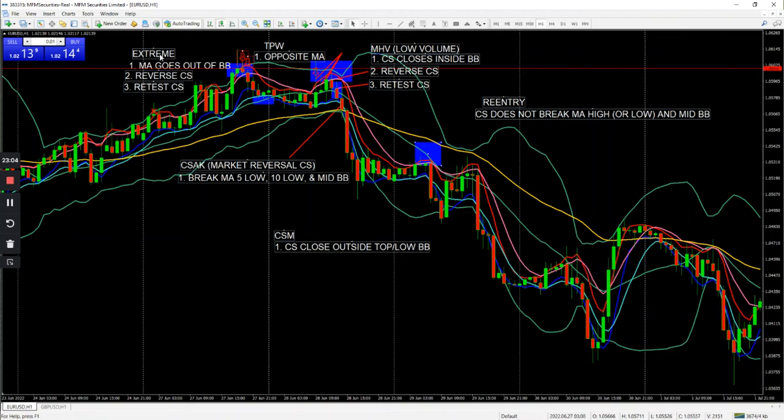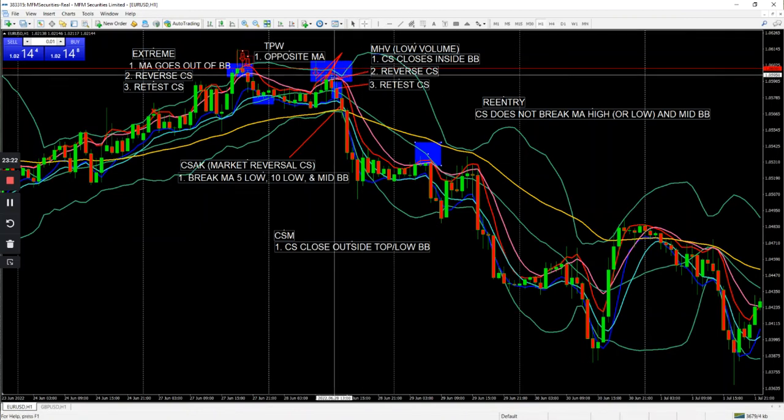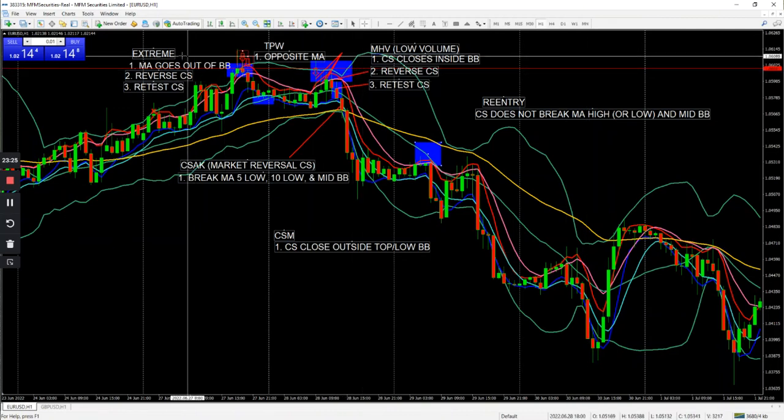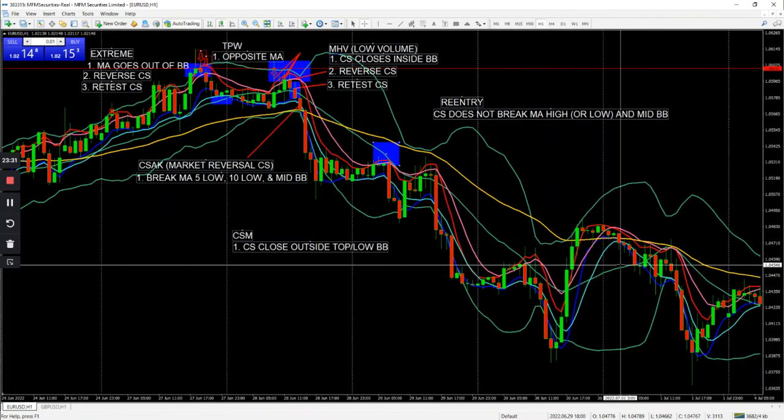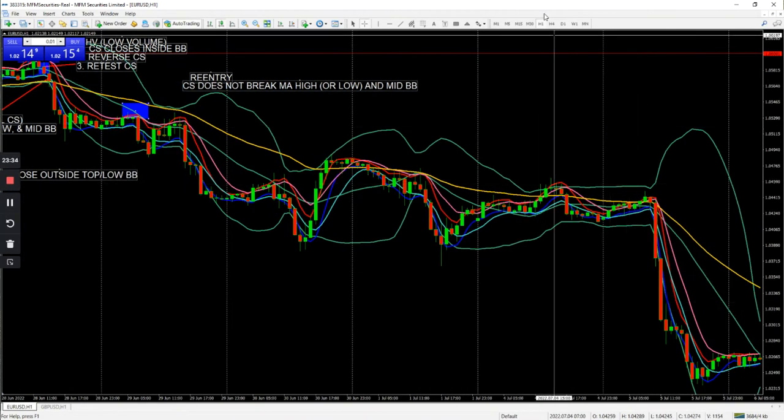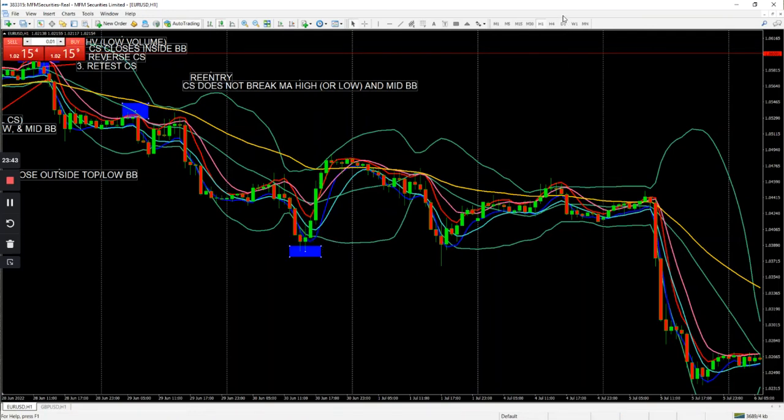Right. So extreme can happen 2 times. MHV can happen 2, 3, 4 times. That is why the entry in MHV is actually quite high risk, because you can go on doing MHV for so long. And there are instances where there are like this. This is extreme. Reverse candle, retest candle, moving average came out. Also extreme.